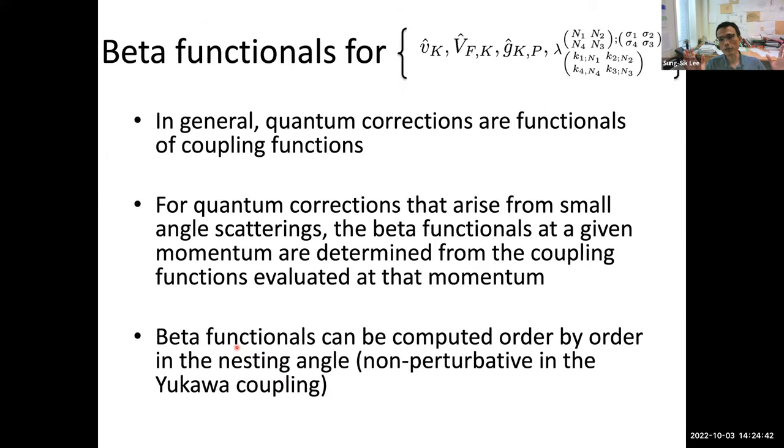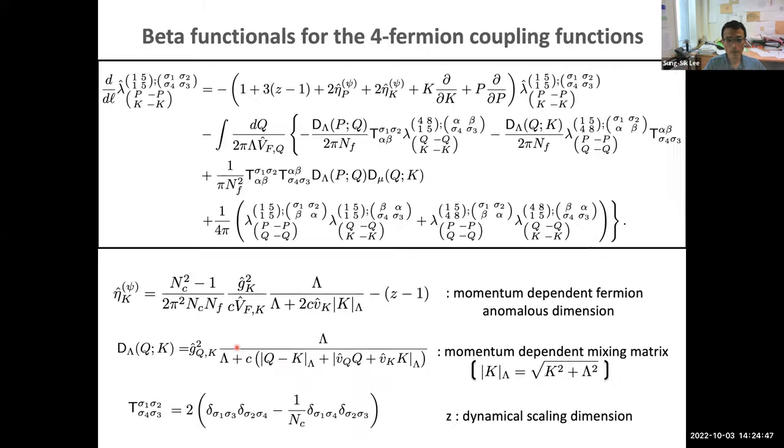So the full beta functional is very complicated, but let me just show the beta functional of the four-fermion coupling in the pairing channel as an example. Here this L is the logarithmic length scale. So this beta function describes how the four-fermion coupling function evolves as the length scale is increased. And it is the four-fermion coupling that describes the scattering of fermions in 1,5 hotspot to 1,5 hotspot.